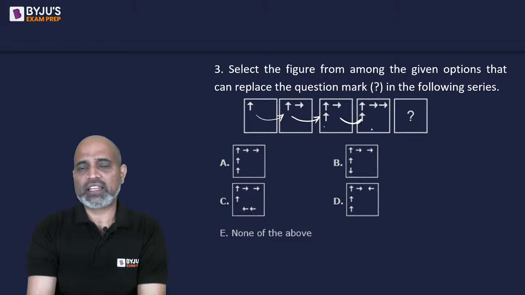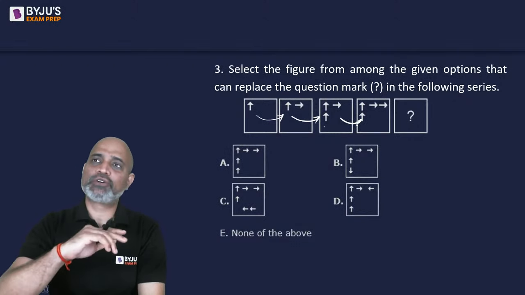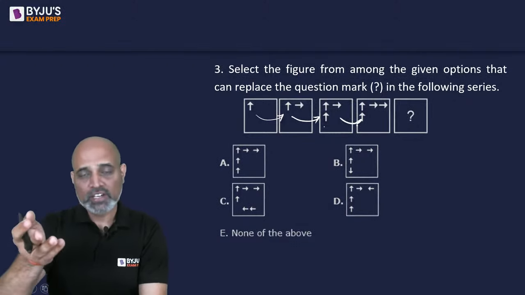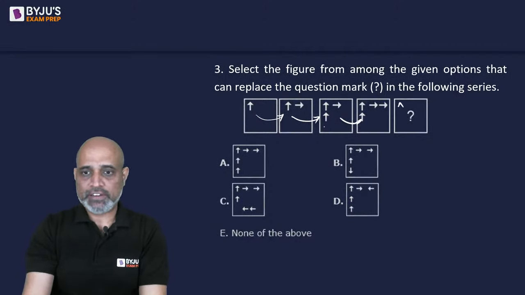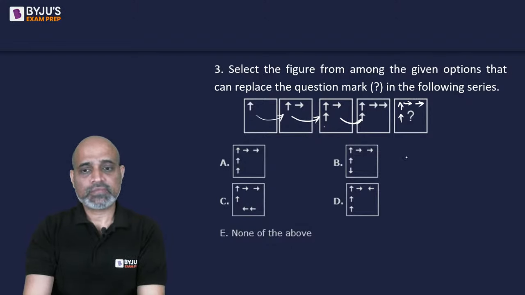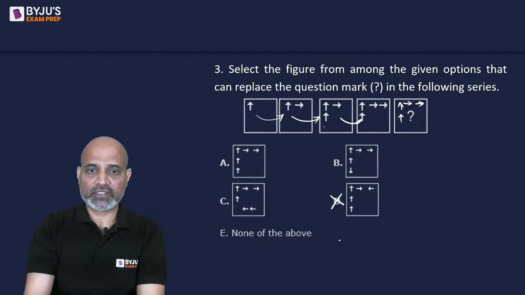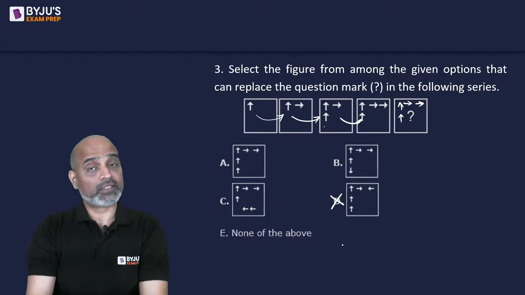And after that there is an addition of an arrow. The addition of an arrow is happening alternately on the column and then on the row. So ये figure तो होना ही चाहिए. Agreed? So if this figure is supposed to be there, your D can't be your answer, and that's it.